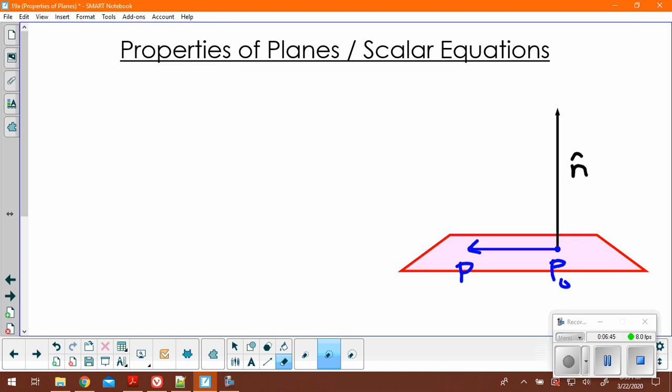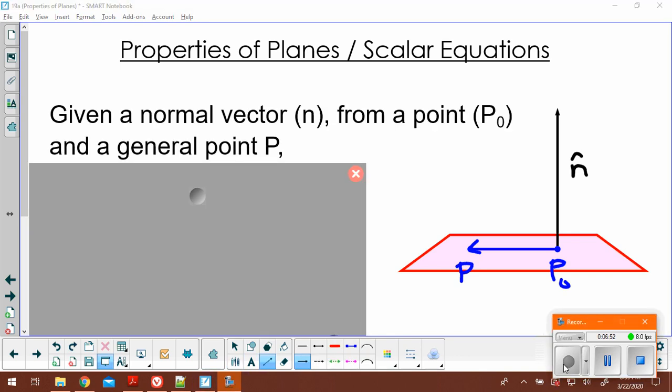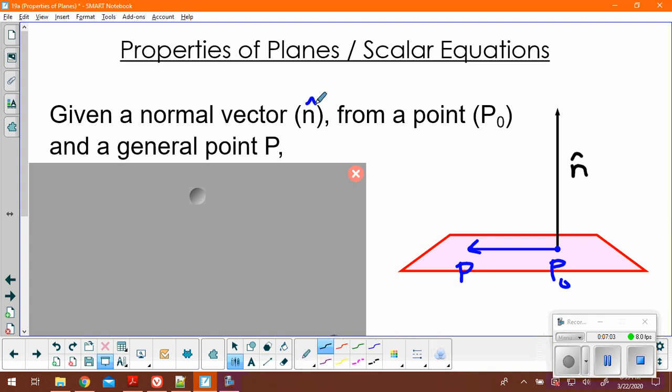So given our normal vector n, which is perpendicular to the plane that passes through some point P naught, I'm saying I have my vector and I know the point it passes through, and some other point P. So my three different things are a normal vector, the point it passes through, and some other point P. This is a general point; it could be anywhere.